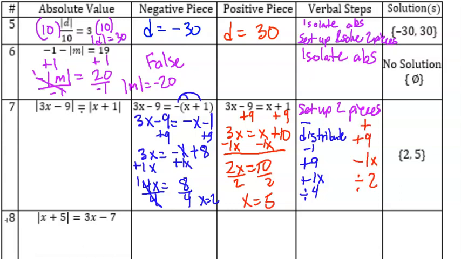So there's no negative constants on the outside of here. And there's no variables on the outside of the absolute value, so these are two real solutions. So your solutions are 2 and 5.